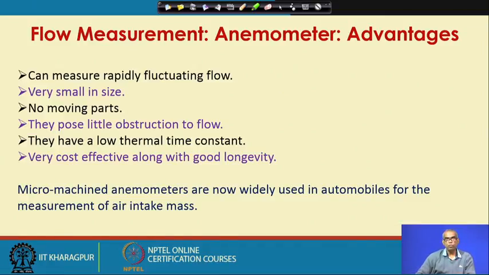The advantages of hot wire anemometer: it can measure rapidly fluctuating flow, very small in size, no moving parts. They pose little obstruction to flow. They have a low thermal time constant. They are very cost effective along with good longevity. Micro machined anemometers are now widely used in automobiles for the measurement of air intake mass.